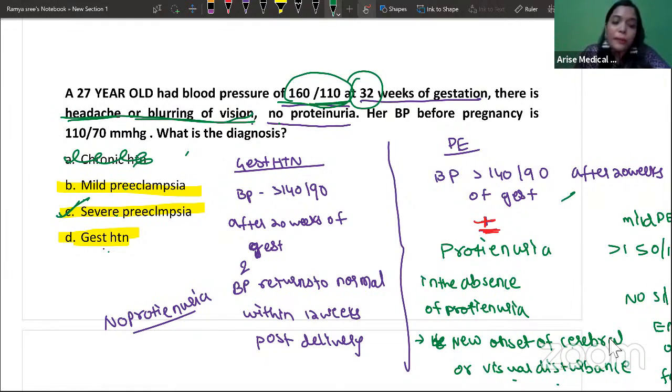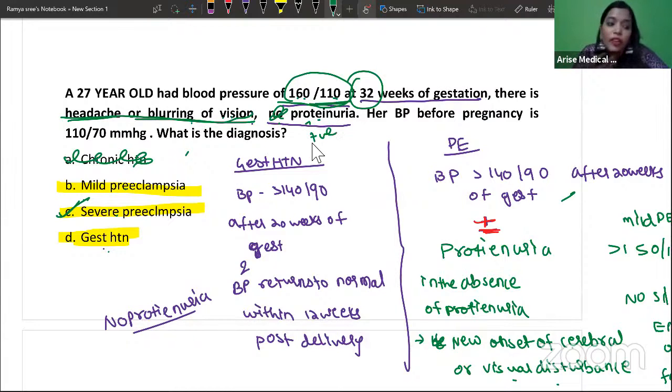Okay, now, if there was no headache and blurring of vision, still it would have been severe only because blood pressure is 160/110, but there should be proteinuria. See, if you have headache and blurring of vision, you don't require proteinuria. But if you don't have headache and blurring of vision, you should have proteinuria positive.